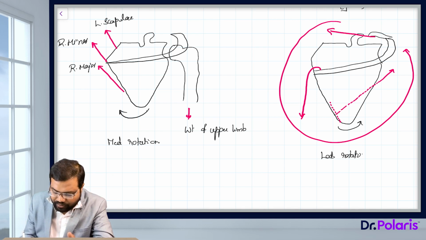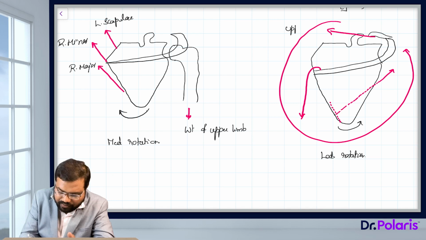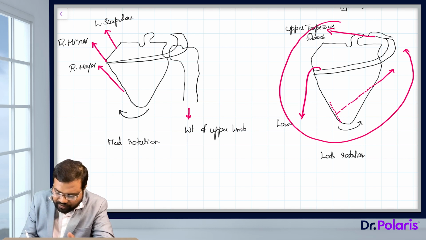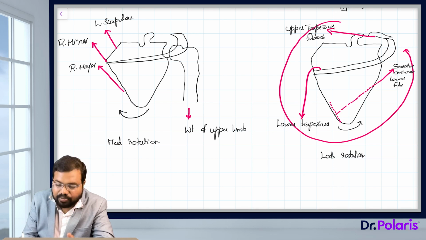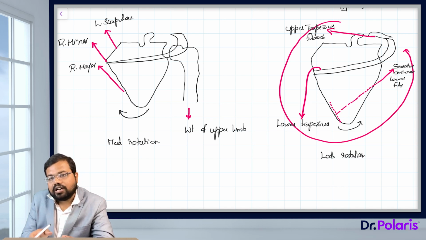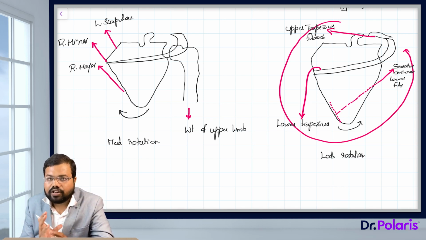For this lateral rotation, the muscles helping are the upper fibers of the trapezius, and here the lower trapezius fibers dragging downwards, and the serratus anterior lower fibers, which cause the pull towards the lateral side and also forwards. So that makes the inferior angle turn on the lateral side. That is called lateral rotation. Okay, so these are all the movements that are present in the case of the scapula.